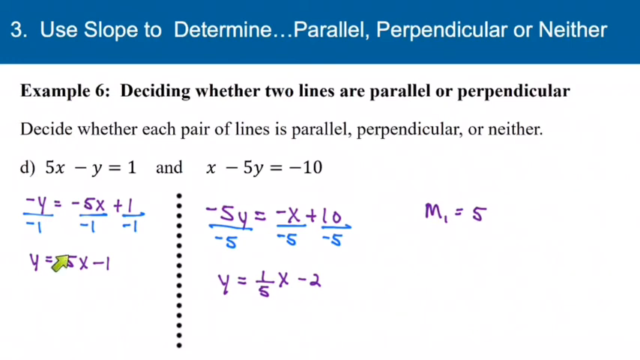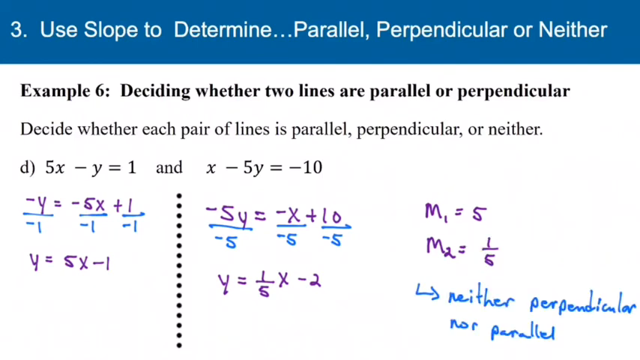So we had a slope of 5 on the first line, slope of 1/5 on the second line. These two slopes are reciprocals, but they are not opposite in sign. So you would see when you graph them that both lines would slant uphill to the right, not by the same amount, of course, but they're both slanting uphill to the right, so they can't possibly be perpendicular. So again, these two lines are neither perpendicular nor parallel.